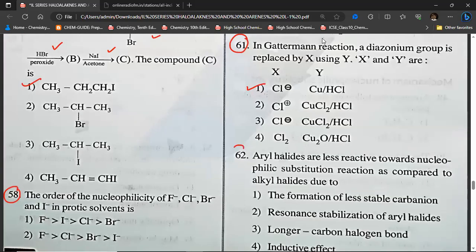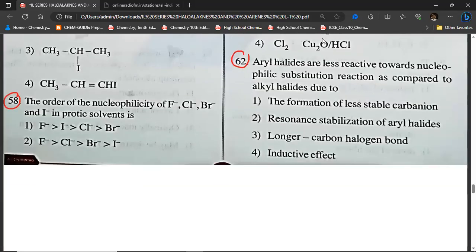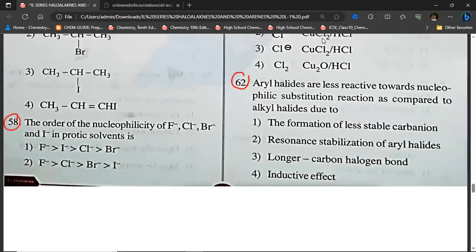Next, if it is given as Cu2Cl2, then that will be the Sandmeyer reaction. So for the Sandmeyer reaction and the Gattermann reaction, we have the same products, but the Gattermann reaction will use copper metal in the presence of HCl to get chlorobenzene. 62 question. Aryl halides are less reactive towards nucleophilic substitution reaction as compared to alkyl halides. The most important statement is resonance stabilization of aryl halides to give the answer for this question.